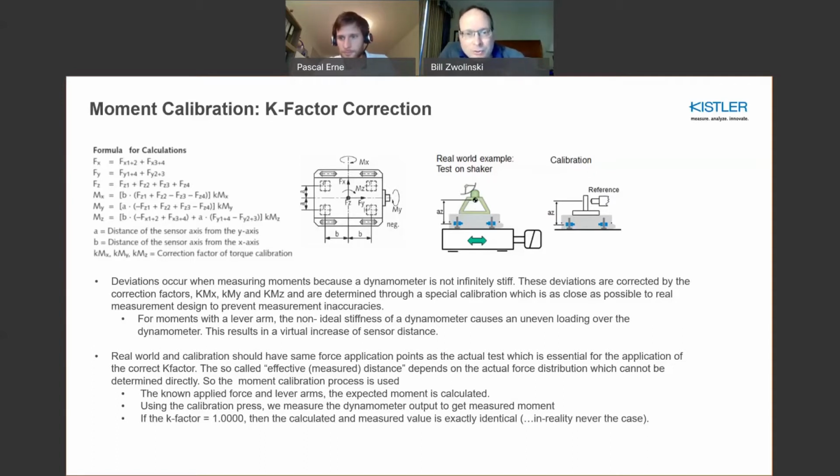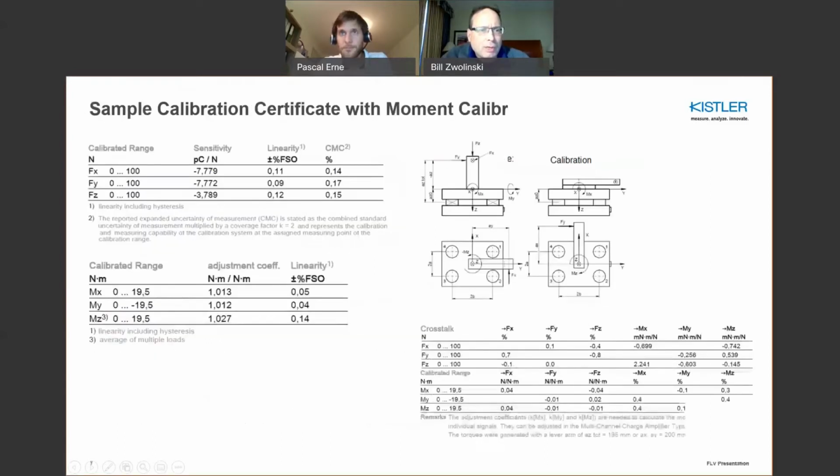replicates exactly what your test scenario would be. The CG of your test article, for example, where that is located, and then you would apply forces with moment arms to determine these K factors. So it's something to just remember that it does exist and it is available on special requests. There's some dynamometers that actually come with a standard moment calibration as well. This is a typical certificate, and what I just show you here, on the moment calibration, there are moment correction factors here, which could be a value depending on your application.